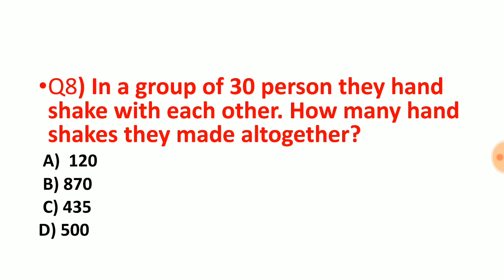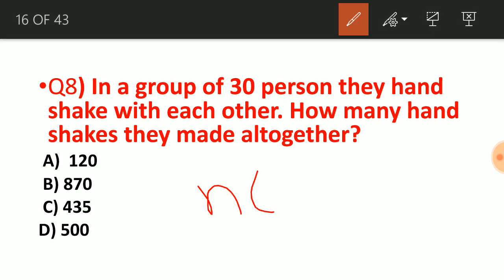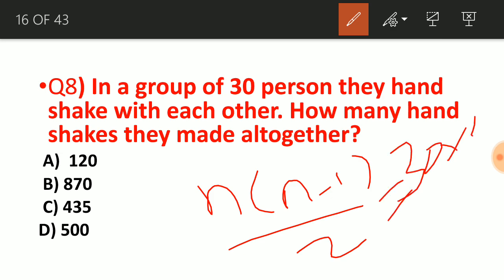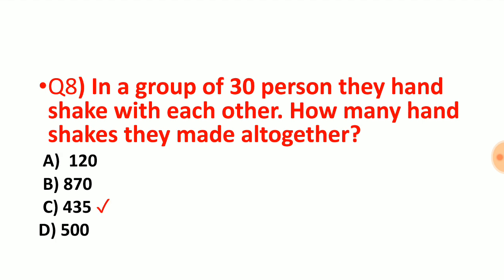In a group of 30 persons, they shake hands with each other. How many handshakes did they make altogether? In this case, our formula is n times n minus 1, divided by 2, because handshakes cannot be repeated. If the first person does a handshake, then the first will shake hands with 29 others, and then the second will shake hands with 28 others. In that way it goes. So 30 into 29 divided by 2 will give us 435. So 435 is the answer for question number 8.